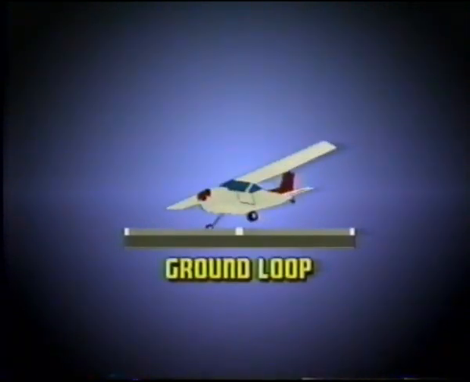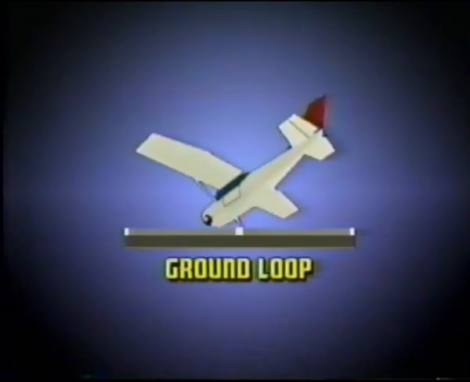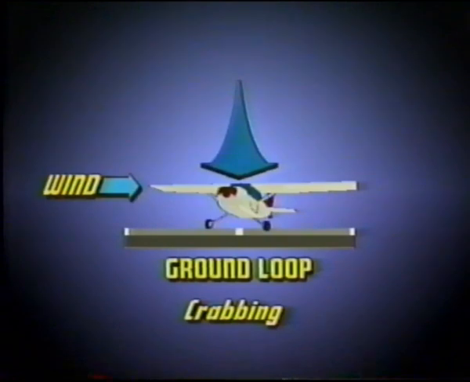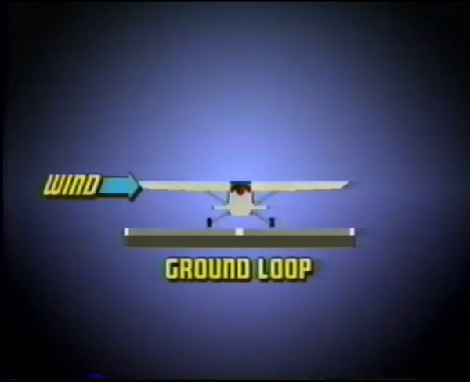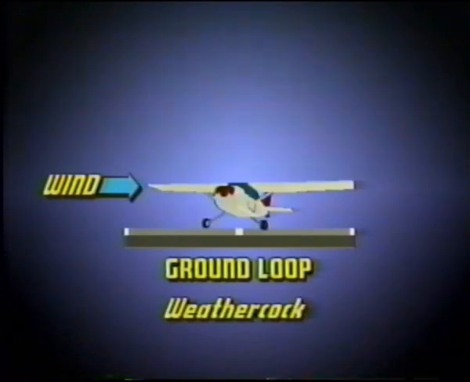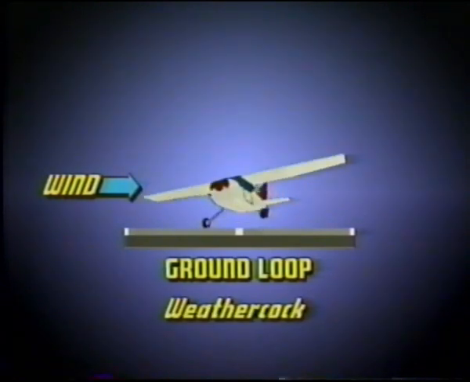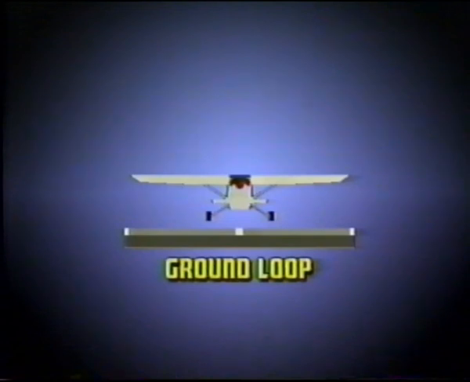Ground loop is associated with tail wheel aircraft and is a violent, uncontrollable swing which occurs on landing or takeoff. It is caused by half a dozen different situations. It may result from touching down while crabbing into the wind, or touching down when the aircraft is drifting sideways. It can also be caused by a crosswind acting on the fuselage and rudder, weathercocking the plane into the wind. Allowing the upwind wing to rise combined with weathercocking can also produce the condition.